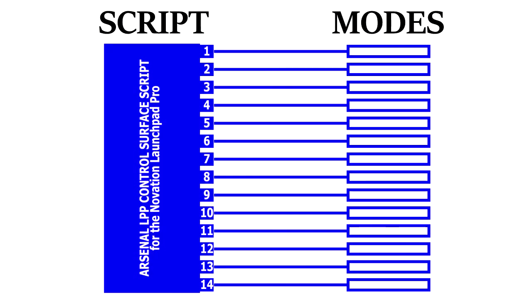So you can choose general purpose modes, such as session mode for launching clips and scenes in session view, or more specialized modes, such as queue mode, which allows for adding, deleting, and jumping between locators in arrangement view, or plugin mode, which allows for loading third-party plugins as well as navigating between their presets.